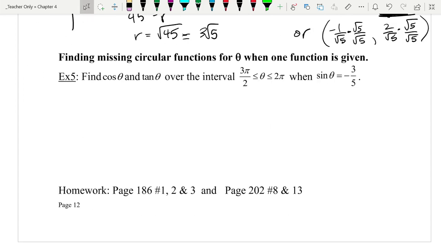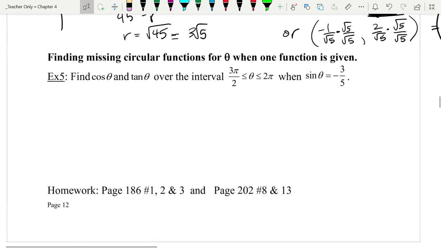Next example. Find missing circular functions when one function is given. Ooh, these are fun. I love these. Okay. Find cos and tan over the interval from 3 pi over 2 to 2 pi when sine of theta equals negative 3/5. Wow, okay. So what they're saying here is we're going to use the cast rule. Remember the cast rule? We looked at our unit circle from grade 11 the other day. Where are things positive and negative?